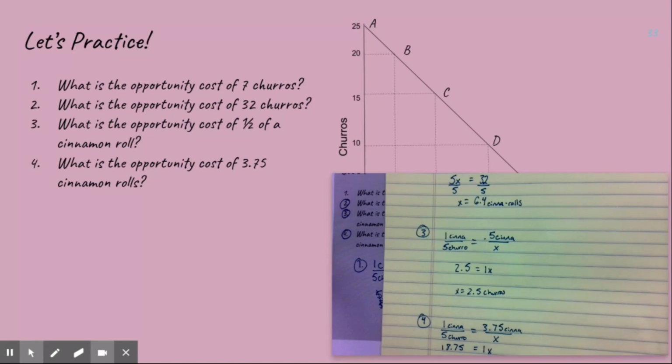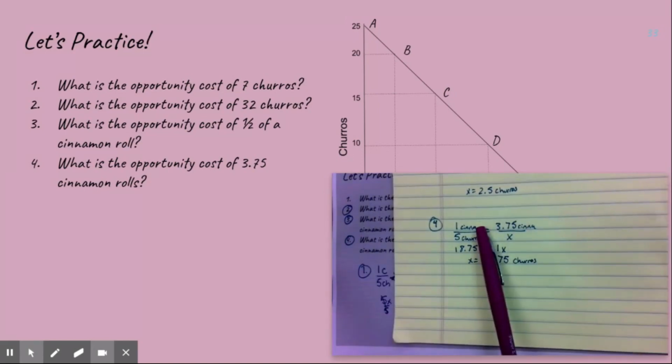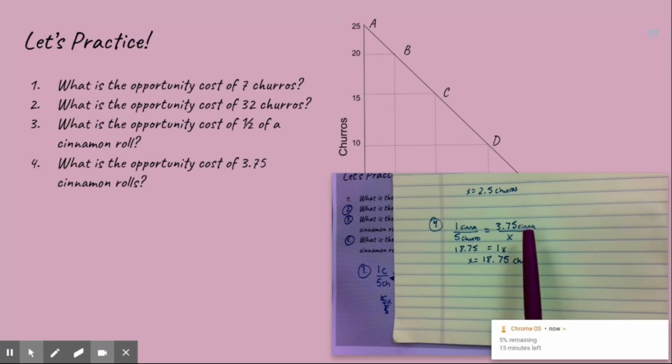All right, let's take a look at number 4. 1 cinnamon roll over 5 churros. Again, we're looking for that unknown variable, which is churros this time. The answer is 18.75. So hopefully you worked these out and you got them correct.